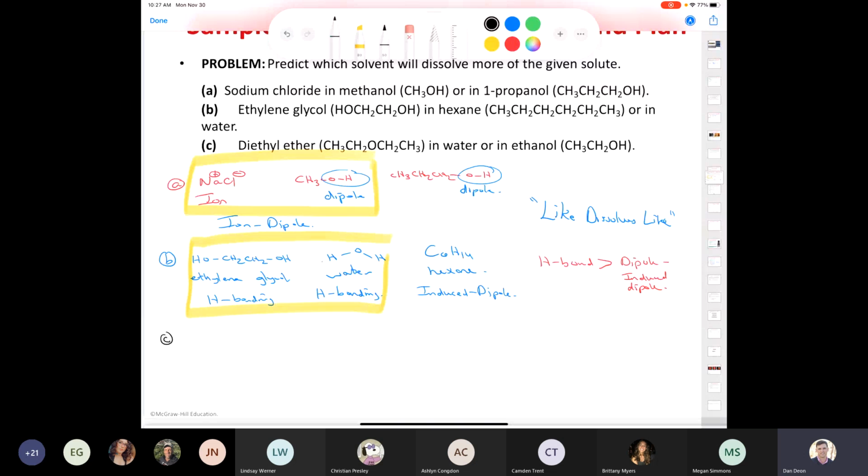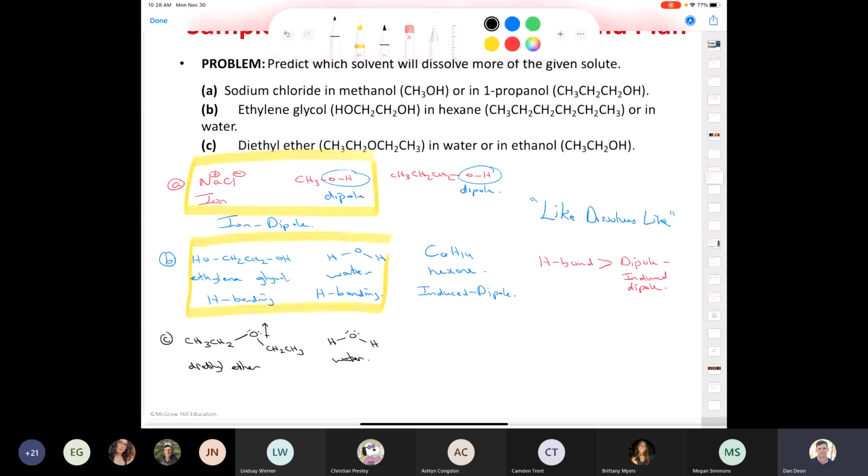This one's an interesting one because diethyl ether has this nonpolar portion, CH3, CH2, but then it's got the oxygen in it, and it's going to have a dipole in it, right? It's going to have a dipole going this way. So this is diethyl ether. Then we have water. There's our water molecule, which is capable of hydrogen bonding.